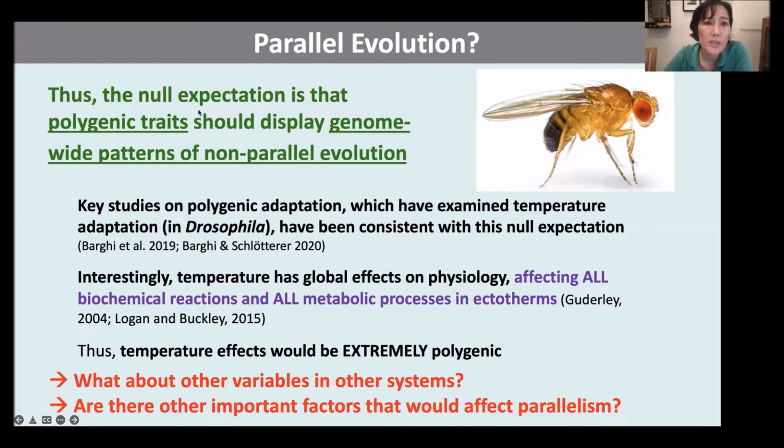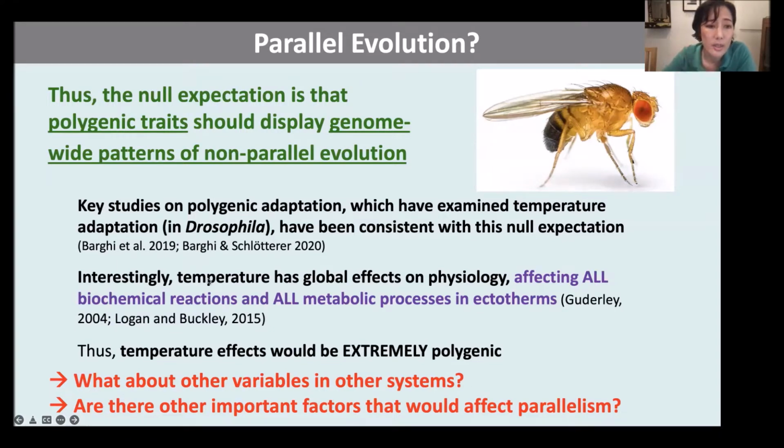So the null expectation is that polygenic traits should display genome-wide patterns of non-parallel evolution. And I've referred to some really elegant studies a couple of slides ago, these key studies on polygenic adaptation, which have examined temperature adaptation in Drosophila, have been consistent with this null expectation.